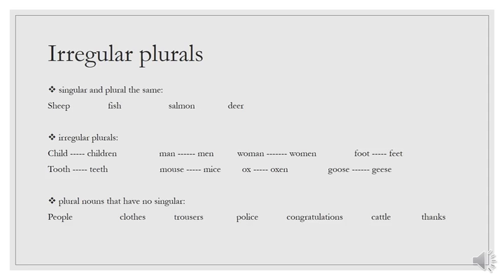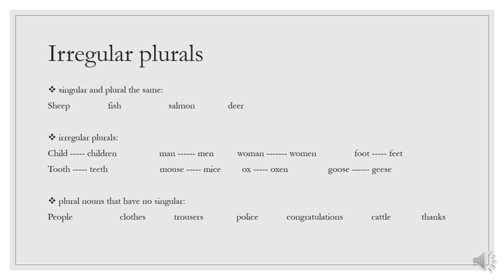Salmon and deer can hold the same rule. Moving on to the second one, we have irregular plurals. These cannot be predictable. You cannot know how they would change unless you know them already. So to start with the first one, child definitely cannot be childs. It should be children. Man, men.